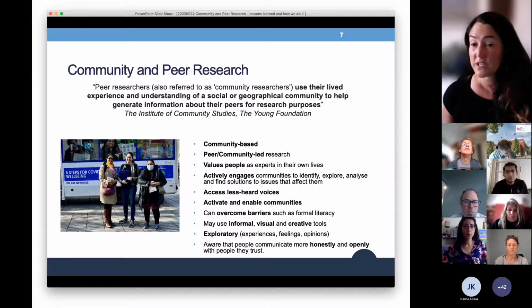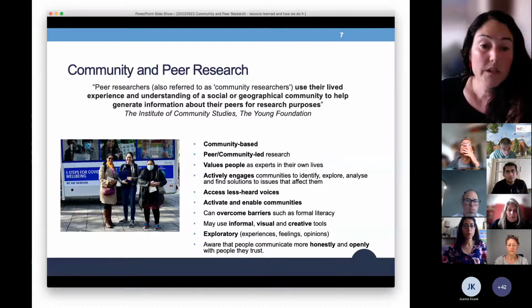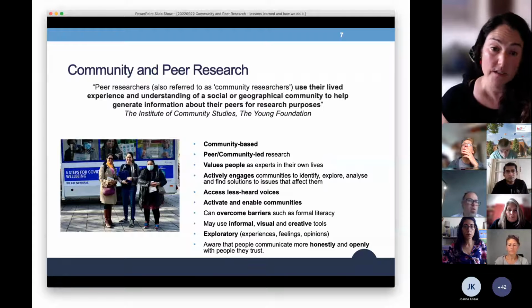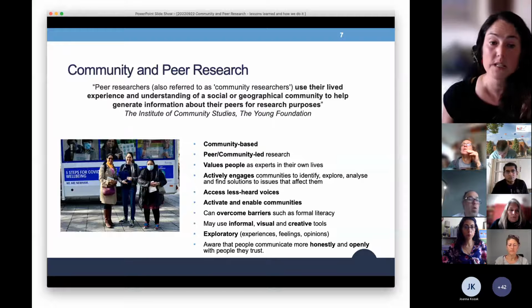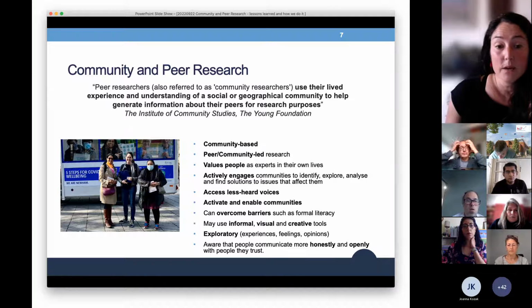So what is community and peer research? If you look at the Institute of Community Studies, they refer to peer or community researchers as people or groups who use their lived experience and their understanding of their area, so a social or a geographical community, to help generate information about their peers for research purposes.